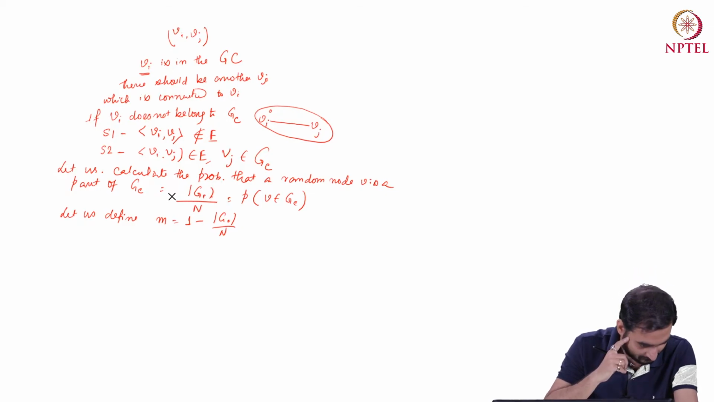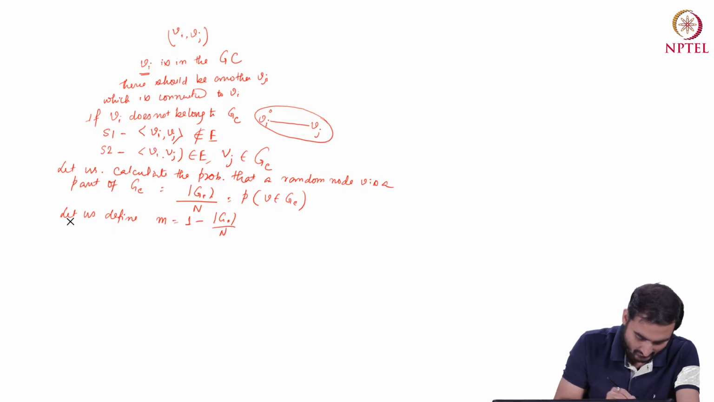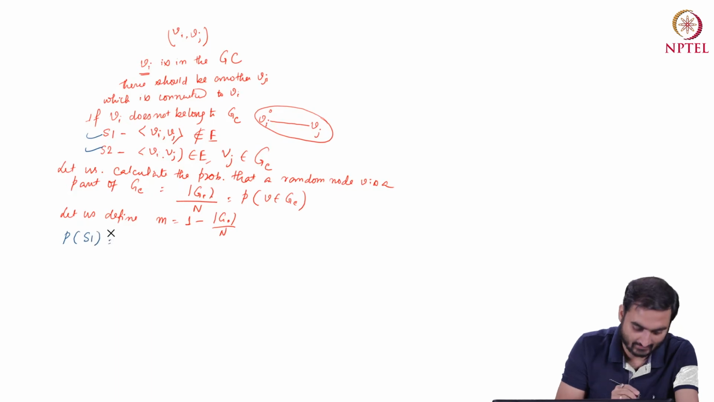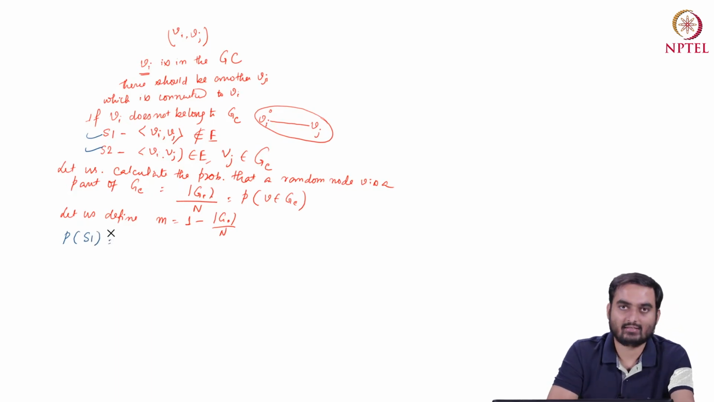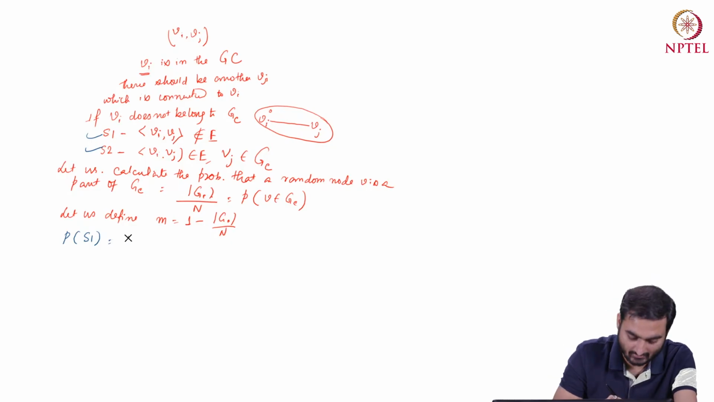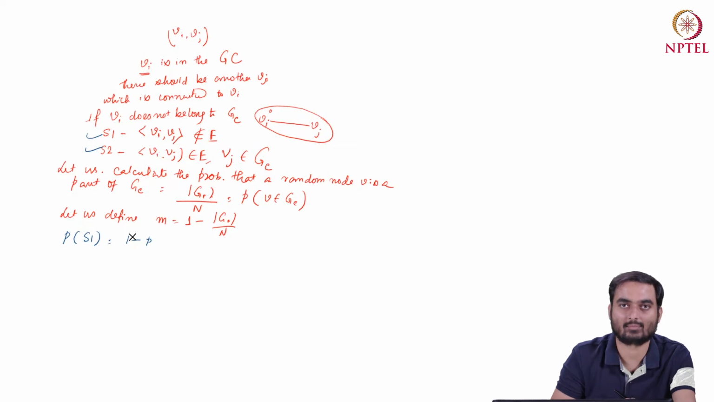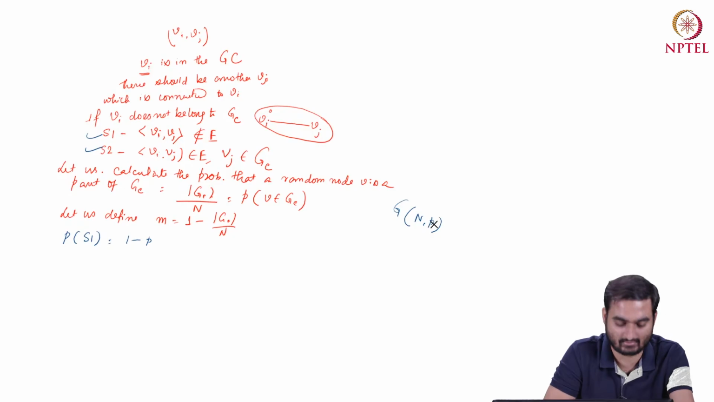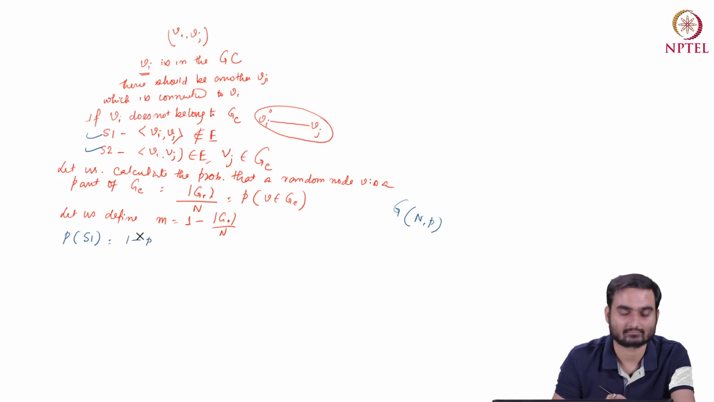This is M. So if we know these two things, let's try to understand the probabilities of these two scenarios. What is the probability that the first scenario will occur? The first scenario says that Vi and Vj are not connected. What is the probability that Vi and Vj are not connected? This is 1 minus P, because this is a random graph model, N comma P. P is the probability that a pair of nodes are connected. So 1 minus P is this one.